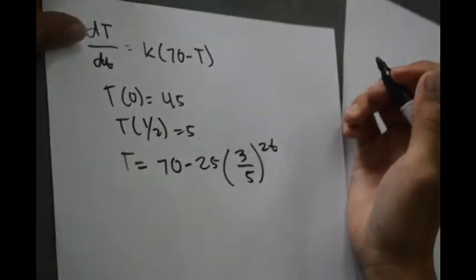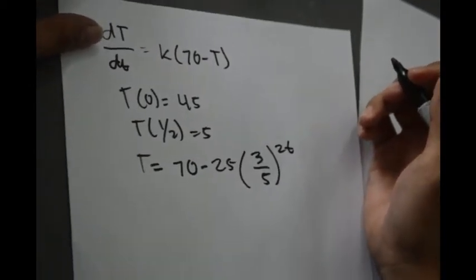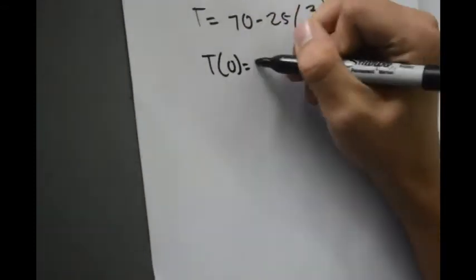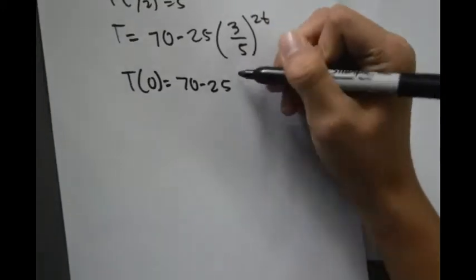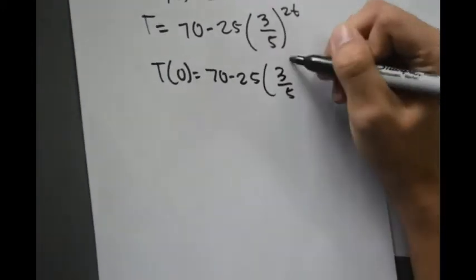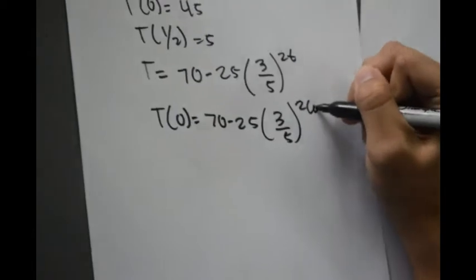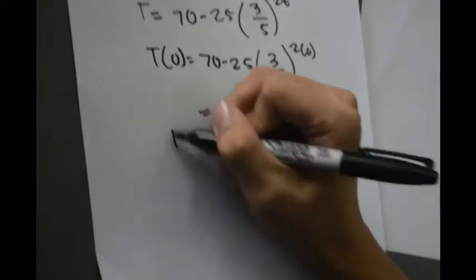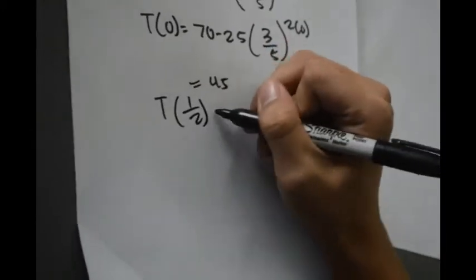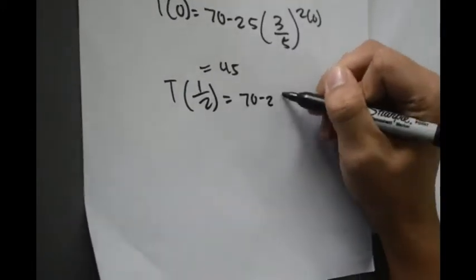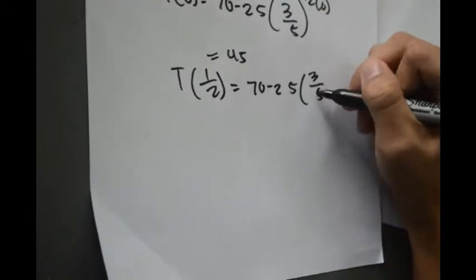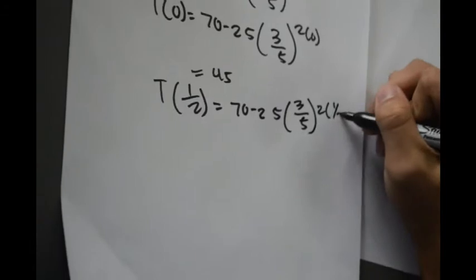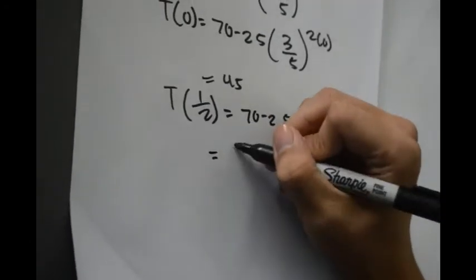To check this formula for reasonableness, we observe that the formula gives us T of 0 is equal to 70 minus 25 times 3 over 5 to the power of 2 times 0, which is equal to 45. And T of 1/2 is equal to 70 minus 25 times 3 over 5 to the power of 2 times 1/2, which is equal to 55.